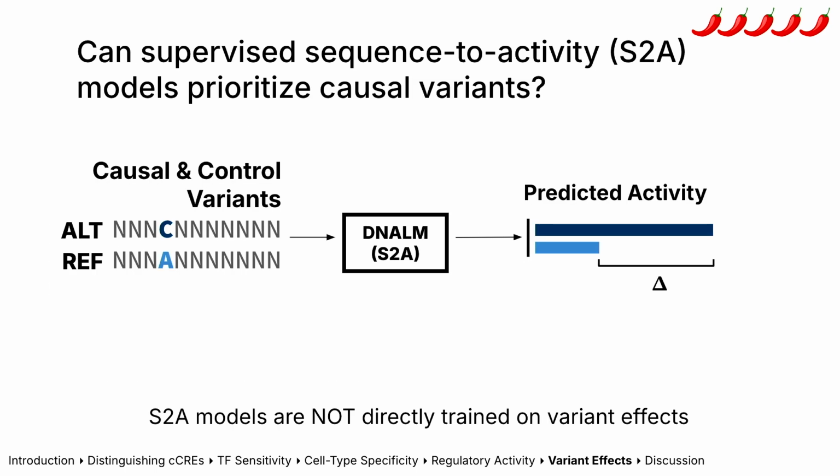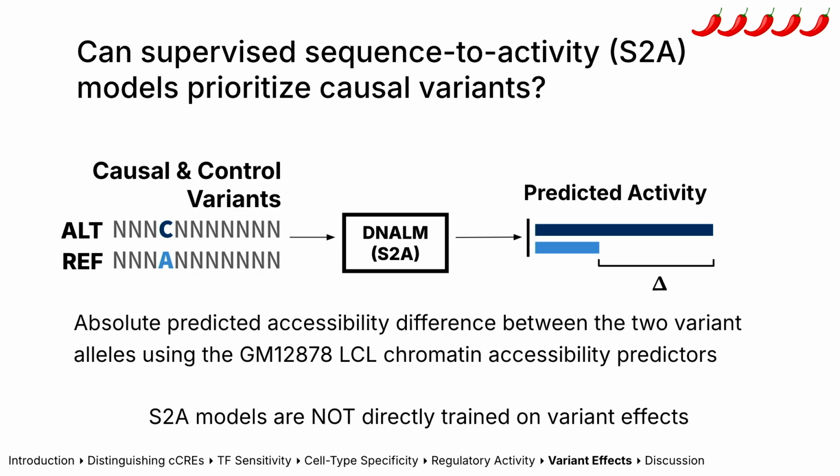So next, we try to help the DNA LMs out by using the sequence to activity DNA LMs trained on the GM12878 LCL chromatin activity from the previous task to predict variant effects, again, not trained on any variants, and we compute the absolute predicted accessibility difference between the two variant alleles and use that as our metric.